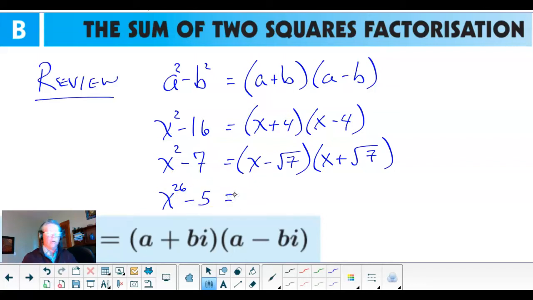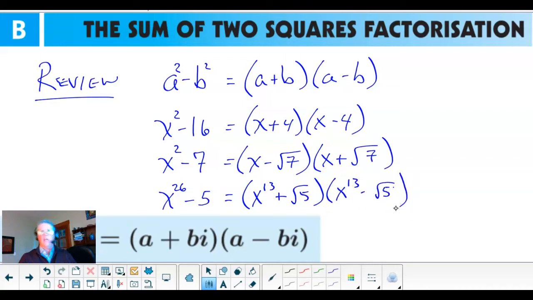All right, final example, x to the 26 minus 5. Is that a difference of squares? You bet. The square root of x to the 26 is x to the 13th, so it's x to the 13th plus the square root of 5, and x to the 13th minus the square root of 5. You don't believe me? Multiply those out. You get x to the 26 minus 5. So please open your hearts and souls to recognizing that you can take the square root of both sides.